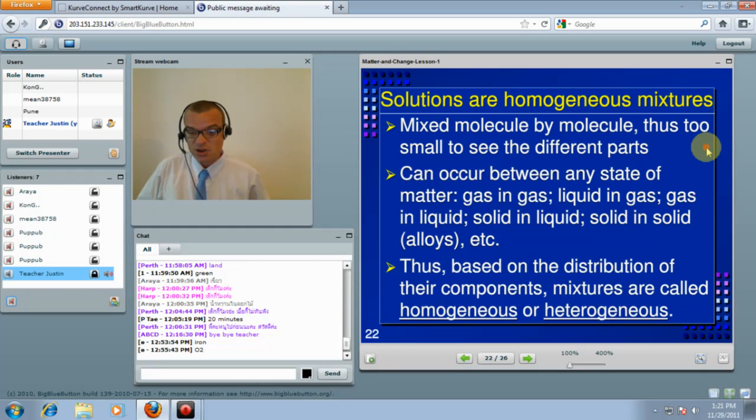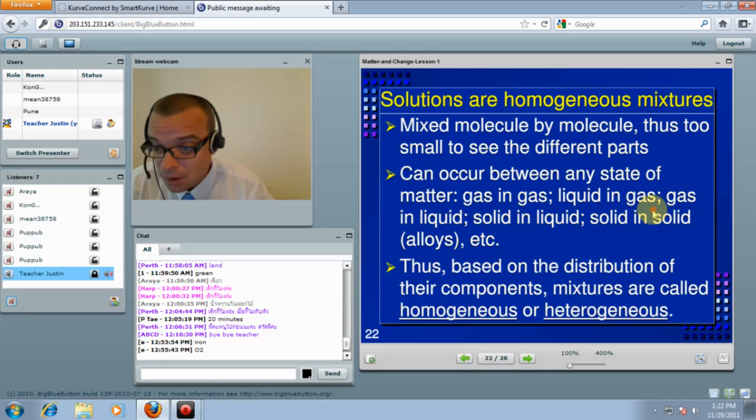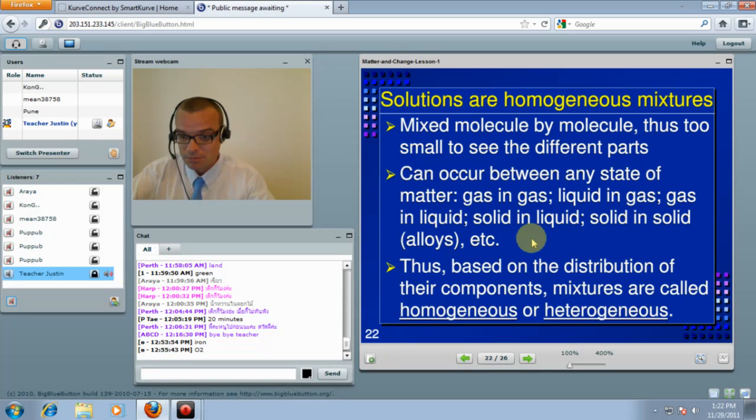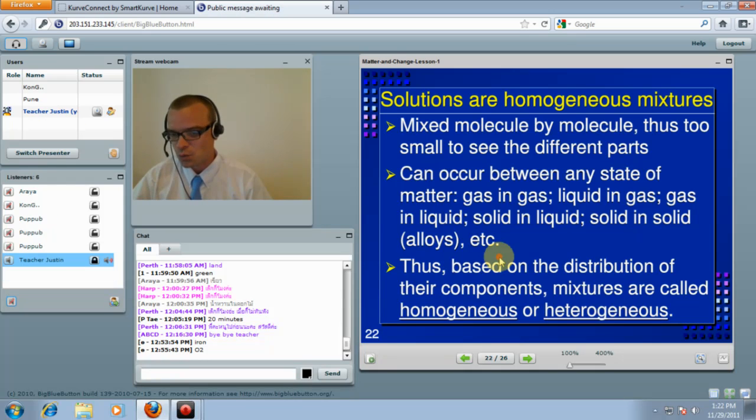Gas in gas, nitrogen and oxygen. Liquid in a gas in liquid. Where do we see that? Gas in liquid, you get carbon dioxide in the sea. Solid in liquid. We said about that before. Solid in solid. Alloys. If you've got a table with metal legs, I'm sure it's not just one type of metal. There's two different types or three different types of metal that go in to make up an alloy.